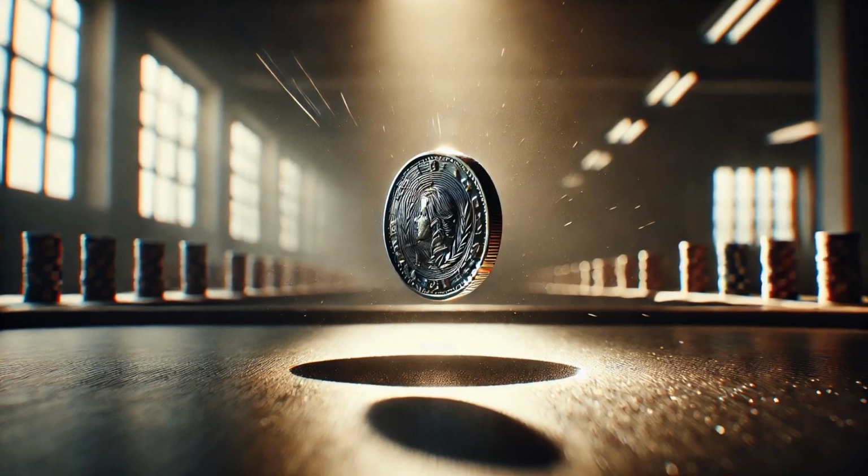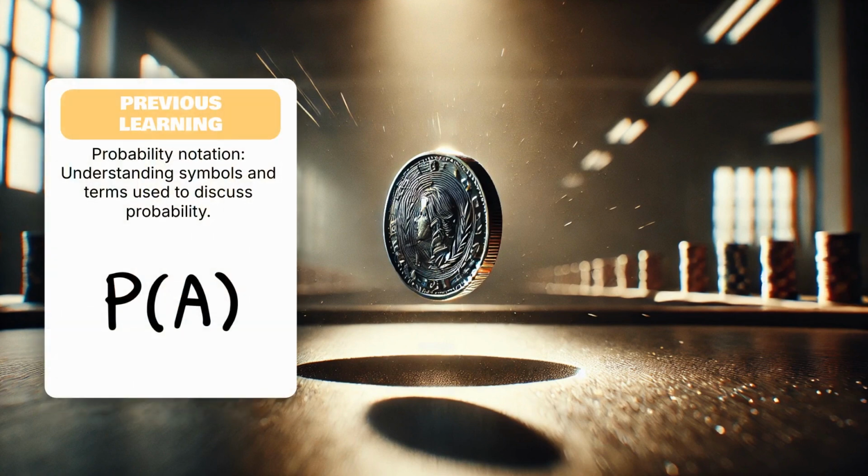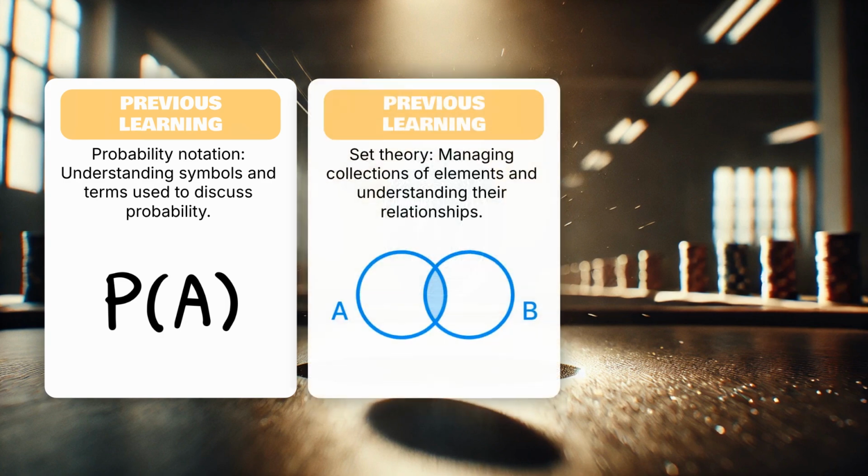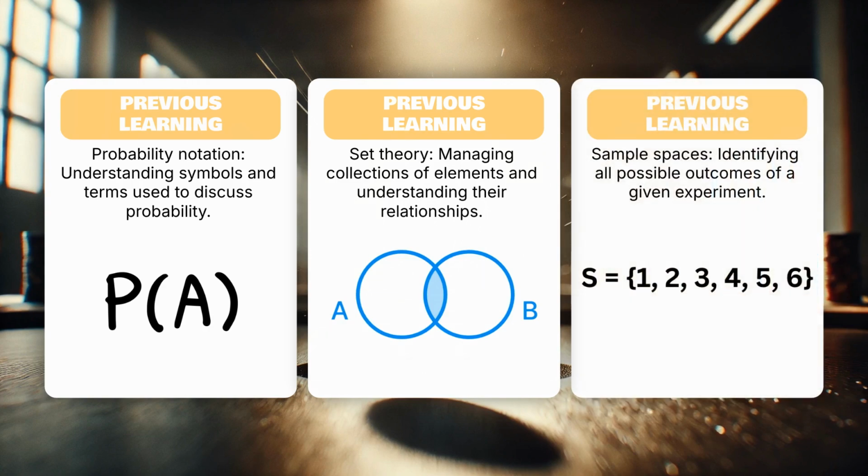Previously, we have established a strong grasp of probability notation by understanding symbols and terms used to discuss probability. We also learnt about set theory and how to manage collections of elements and understand their relationships. And we know about sample spaces, including identifying all possible outcomes of a given experiment.